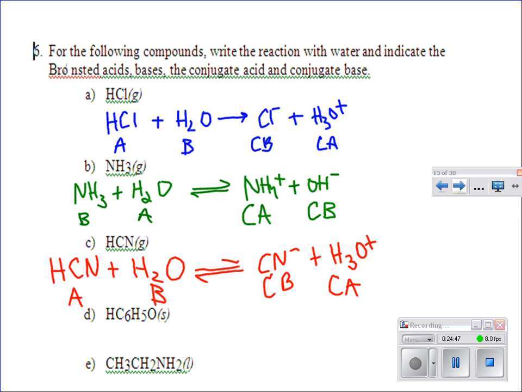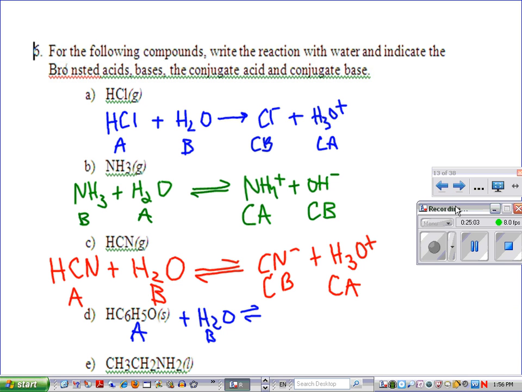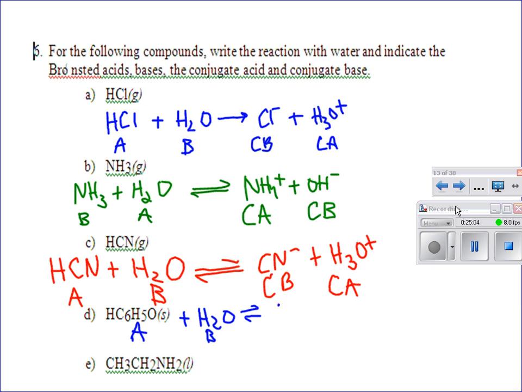Okay, this next one. Save some room. I'm just going to add water here. This C6H5OH, what's that going to be? Acid. This is going to be base. Strong or weak? Weak. So we end up getting C6H5O minus plus H3O plus. This is my conjugate acid. That is my conjugate base.